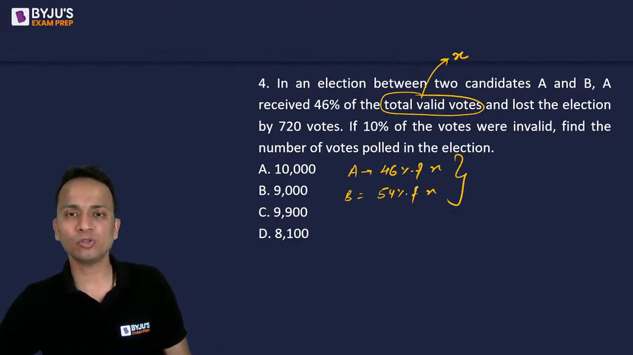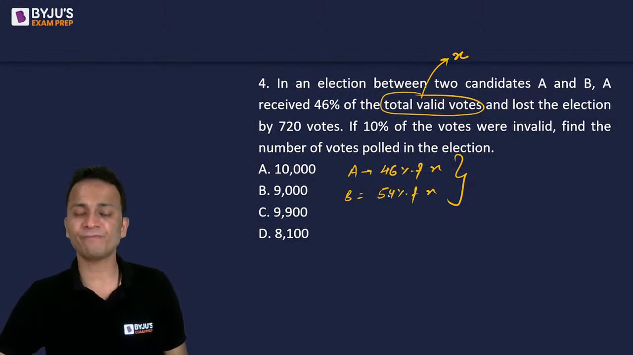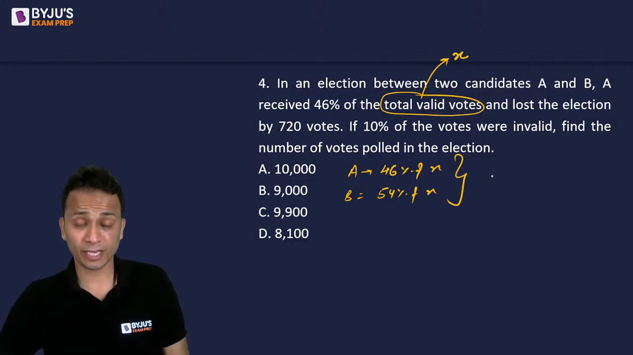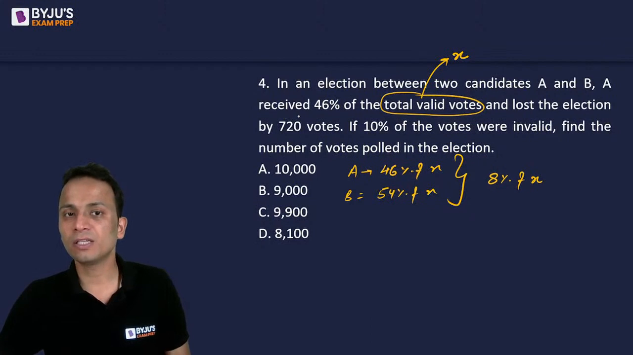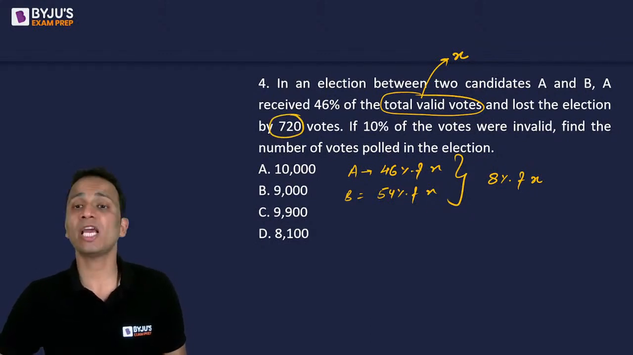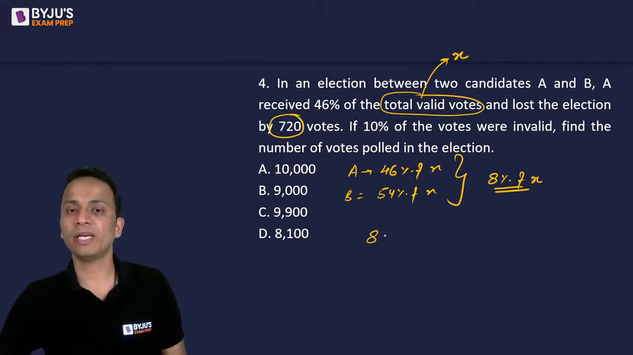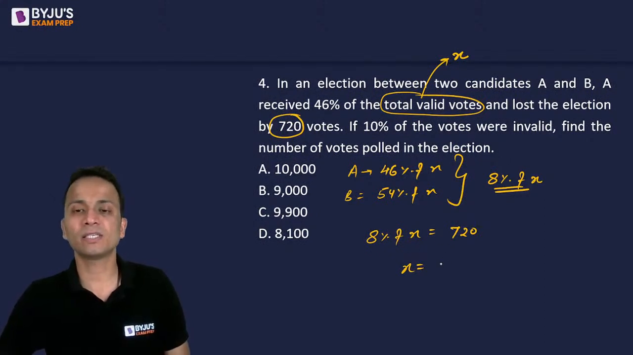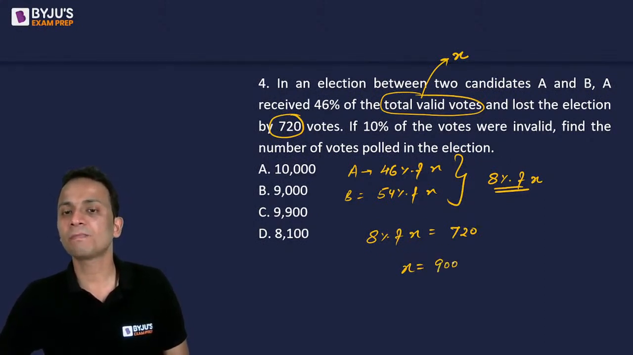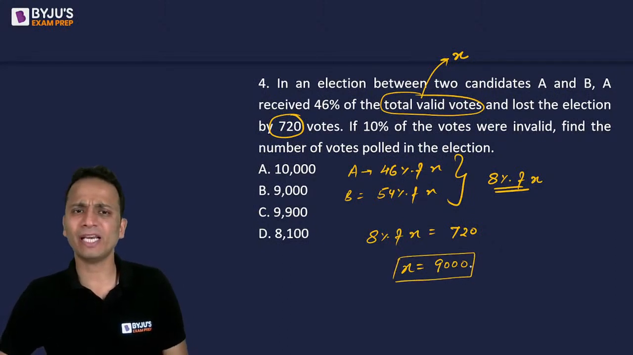The difference between these two, 46 and 54, what will be the difference? Virendra, careful, what will be the difference between 46 and 54? 8%. So 8 percentage of X. Now this is the margin with which A has lost the election, which is 8 percentage of X. So I can write 8 percentage of X will be equal to 720, right? So after this, I'll get the value of X. So 8 percentage of X is 720. So what will be the value of X? 9000. Okay? 9000 is the value of X.